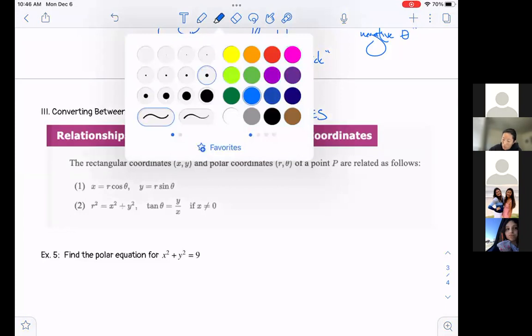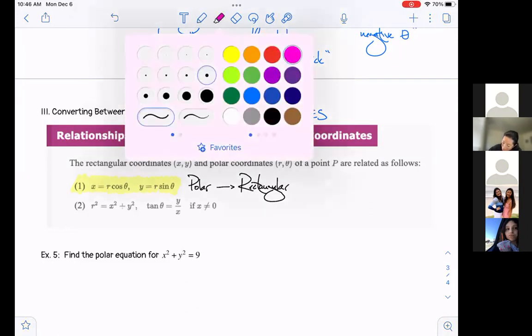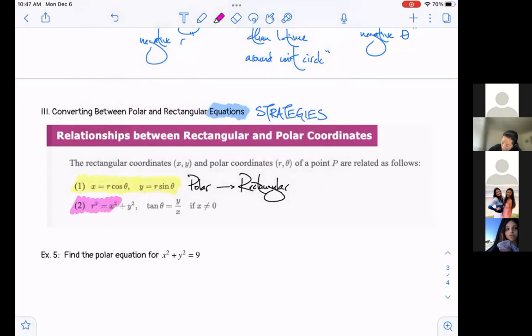But we do actually use the same exact tools that we used for converting coordinates. We're still going to have x equals r cosine theta and y equals r sine theta, and that we will use when we're looking to go from polar to rectangular. And then separately, we have this expression, which helps us go in the other direction, right? So going from rectangular to polar.